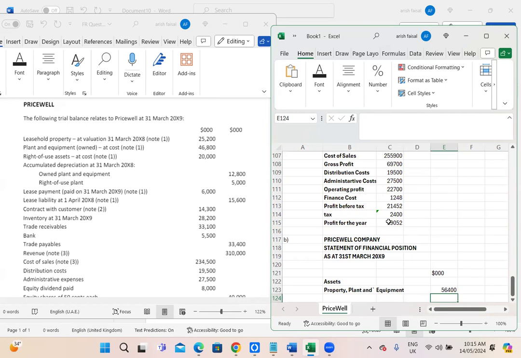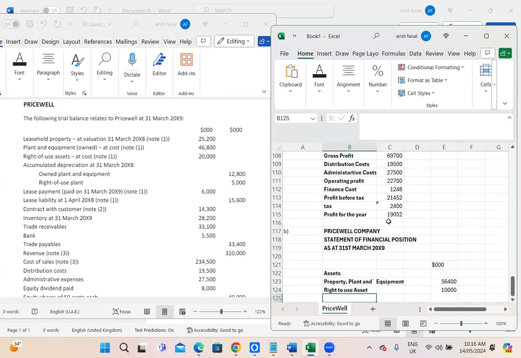But then I also have to record the right to use the asset, which was at 10,000 because 20,000 was the initial value and you have to depreciate it over 4 years. So every year 5,000, because 2 years have passed. So this will give me a value of 10. So my total non-current assets are at 66,400.